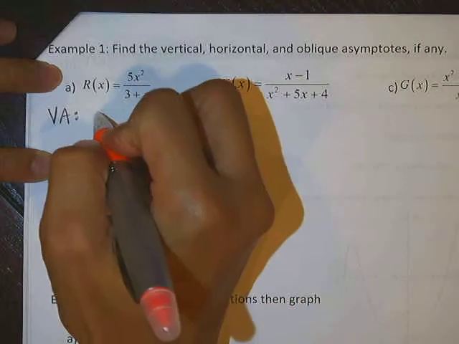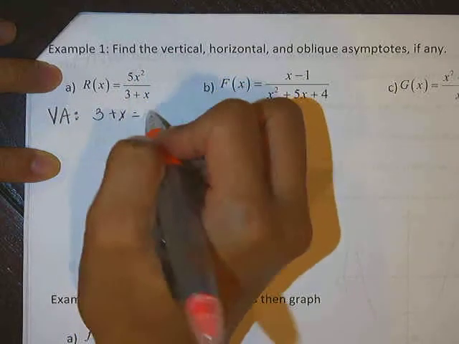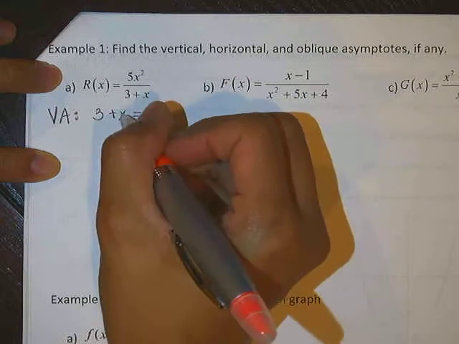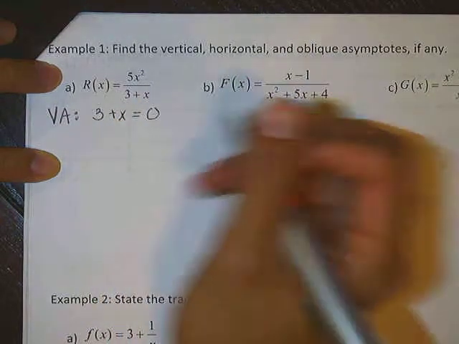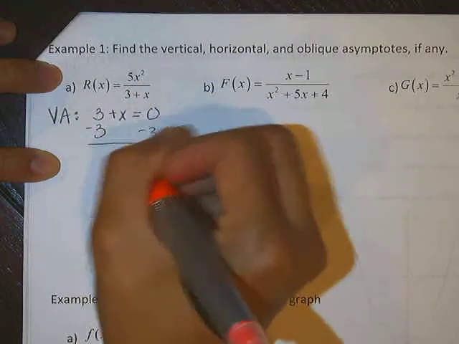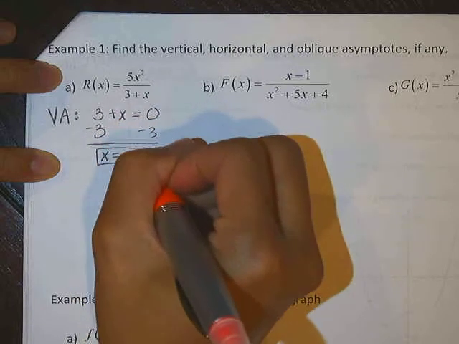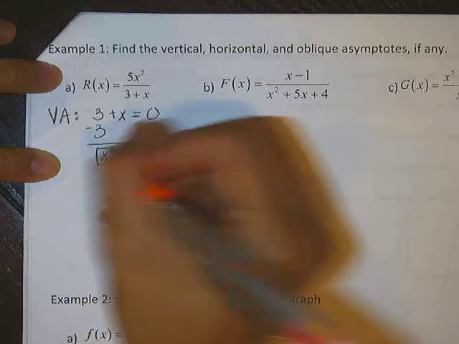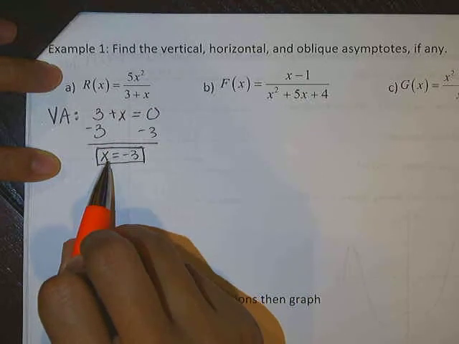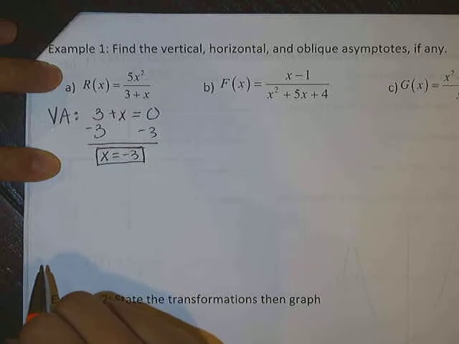So what you're going to do is you take your denominator, so in this case 3 plus x, you set it equal to 0. Okay, remember, according to the box earlier, it says it's finding the zeros of the denominator. So if you would just solve for this, you subtract 3 from both sides. So your VA is going to be x equals negative 3. Okay, because when x approaches negative 3, the whole function becomes undefined.